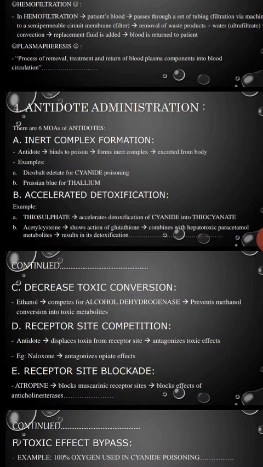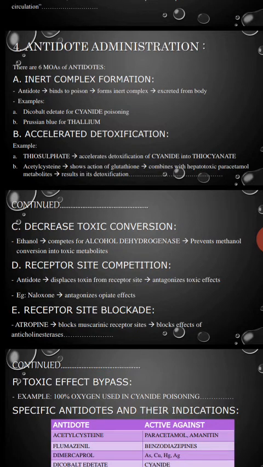Next, acetylcysteine is combined with the paracetamol metabolite, resulting in detoxification. Then, decreased toxic conversion. Alcohol dehydrogenase converts ethanol to aldehyde, and later on, aldehyde is converted into acetate. Ethanol competes for alcohol dehydrogenase and prevents methanol conversion into toxic metabolites.